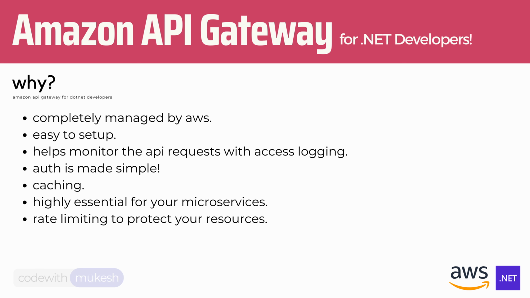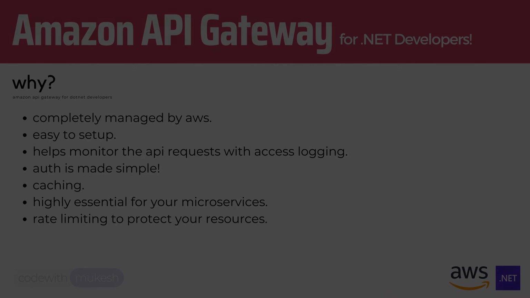Why would you want to use Amazon API Gateway? So it can take care of authentication and authorization for you, and it is pretty much easy to set up. It also helps you to monitor the incoming API calls and have access logging. It's also easy to set up rate limiting for your client so that you're not exploded with incoming requests. Caching is yet another feature to improve the overall performance of the system. It also acts as a single point of communication in a microservice architecture.